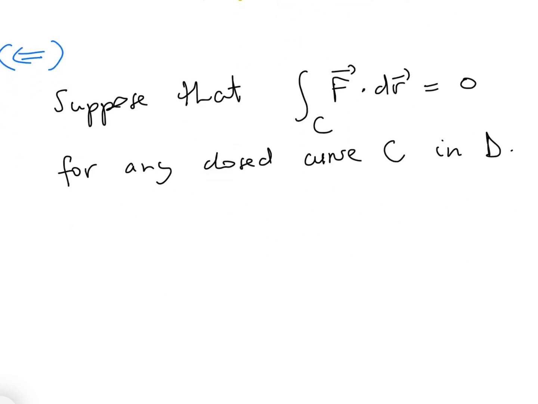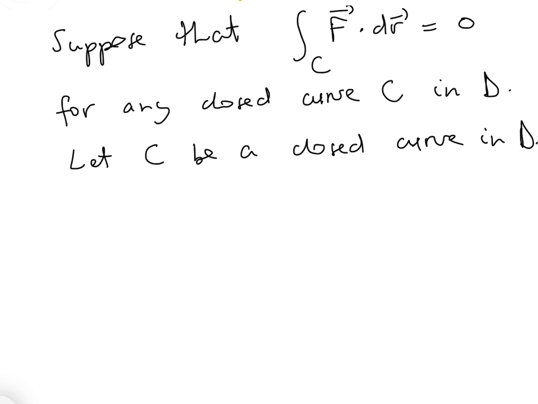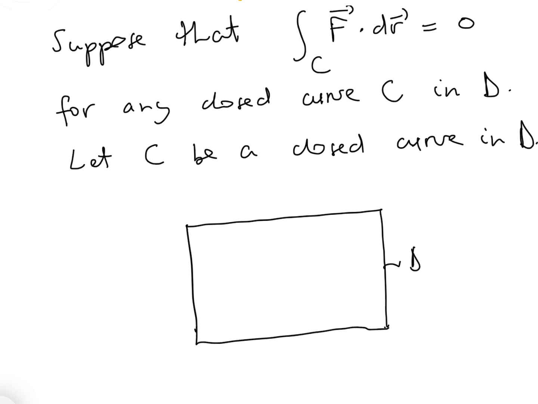So now let C be a closed curve in D. We can sketch this like we did before. Suppose that this is D here, the domain of f, and over here we have C, an arbitrary closed curve C in D.